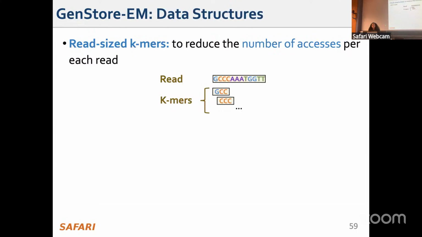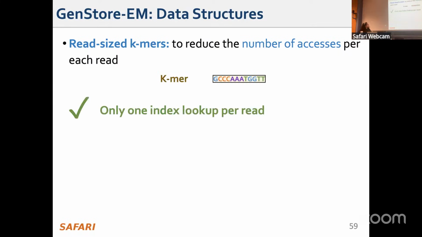The first thing is that we use read-sized k-mers to reduce the number of accesses per read. We previously had the reads and the k-mers extracted from them. Say you consider a short read of size 100 characters, and k-mers would typically be size 15 or 19. We extract these and look up the index and then the reference genome. So let's call the whole read a k-mer. If a read is size 100, then it would be a 100-mer. Then we would have only one index lookup per read.